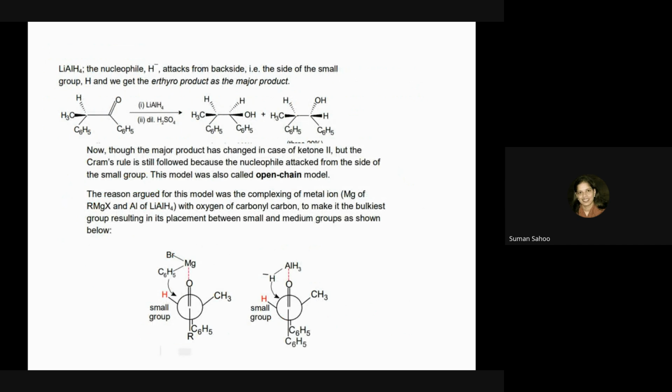For example, in case of lithium aluminum hydride reduction, as you can see here, this is your large group, this is your medium group, and this is your small group. So the product which is formed, the addition would be your hydride. Hydride will attack here. In that case, if hydride attacks from the side where your hydrogen is, then that is going down the plane. So this is going to be your major product and this is going to be your minor product.